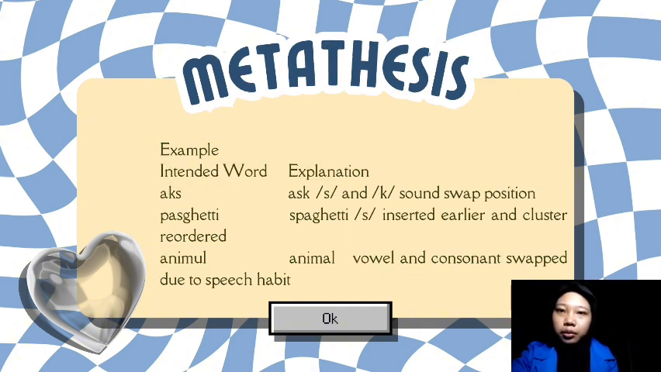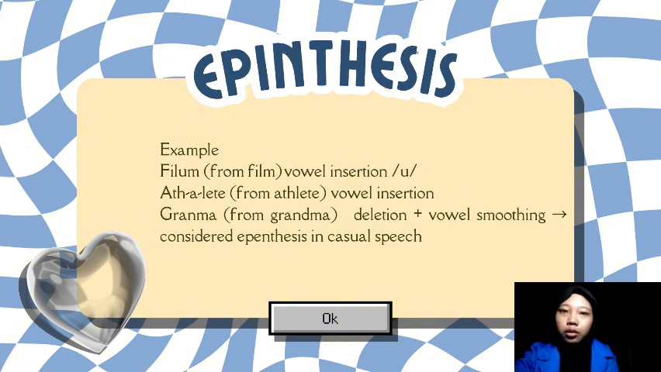Next is metathesis. Metathesis is when sounds swap position within a word. For example, aks instead of ask, pasghetti instead of spaghetti, and aminal instead of animal. This change often happens because of speech habits. Other examples of epenthesis include filum for film, athelete for athlete, and grandama for grandma. This change makes words easier to pronounce in casual speech.